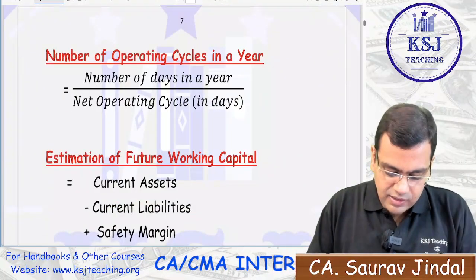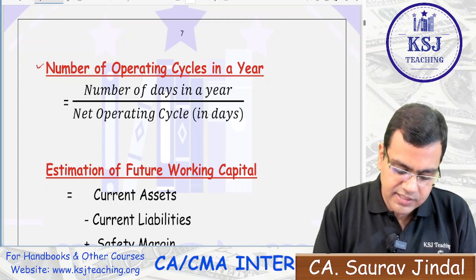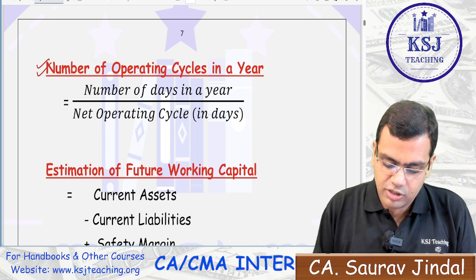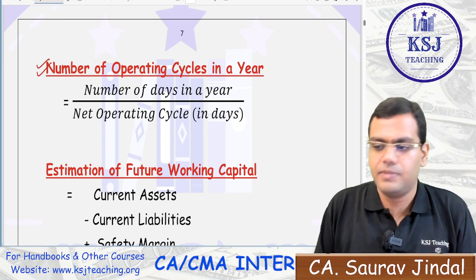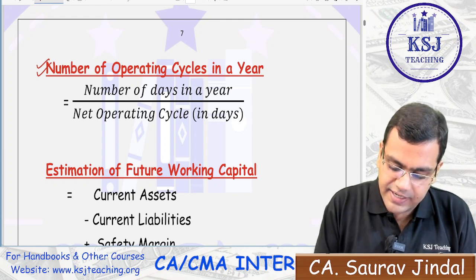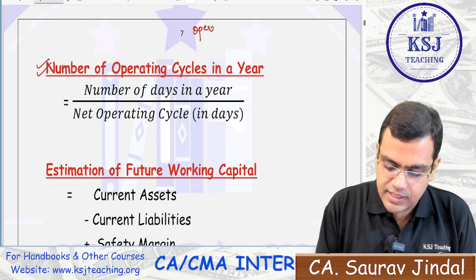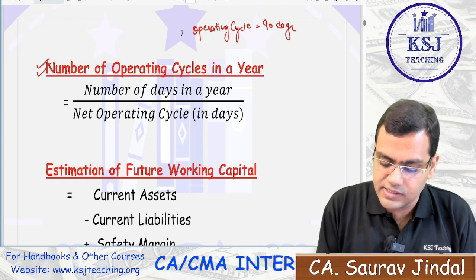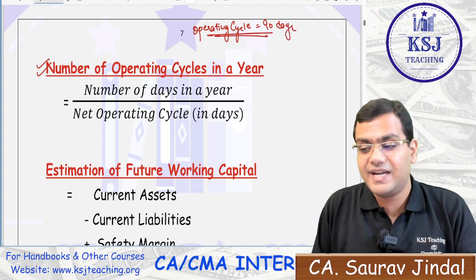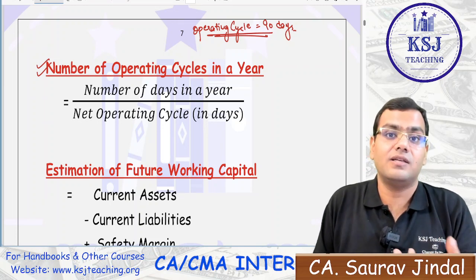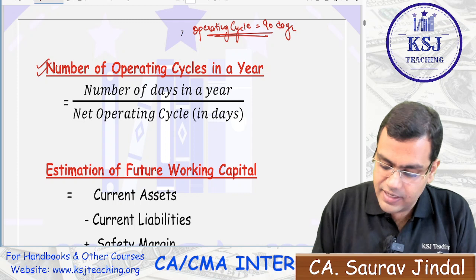Now, if I ask you to calculate the number of operating cycles in a year, this is another concept. This is the number of days in a year divided by the net operating cycle. For example, I say there is an operating cycle of 90 days. Now, I want to ask you how many operating cycles will be in a year, each operating cycle consisting of 90 days? So how will you find out?